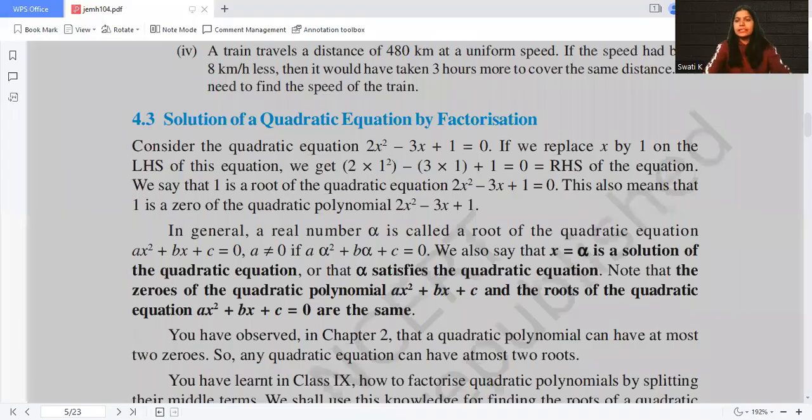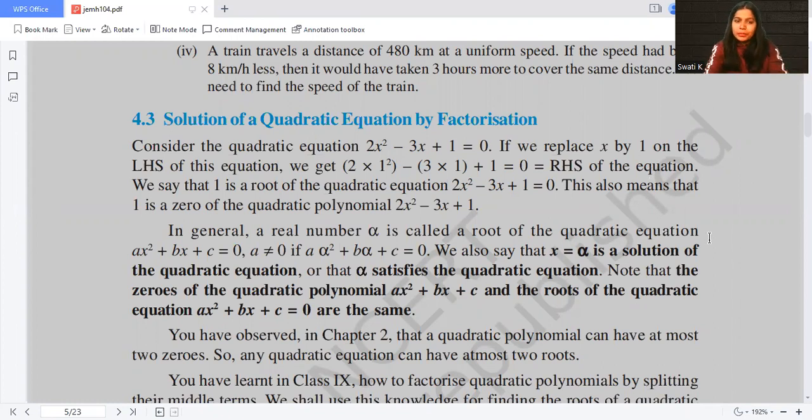Okay, so for that, let me share something. Yes, I just wanted to let you know about this. I hope my screen is visible now. Yes, it is visible now. So as you can see here, the topic is solution of a quadratic equation by factorization. But this video is not about this. This video is about how to solve a quadratic equation by completing the square. All right, that method we are going to understand here.